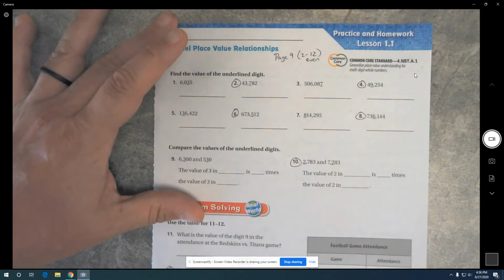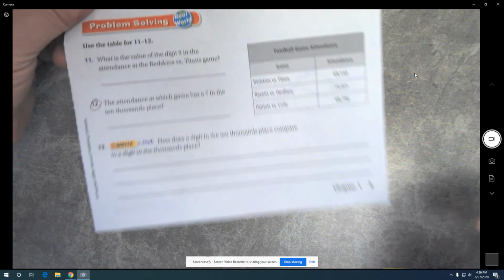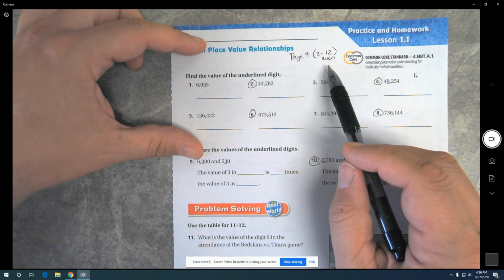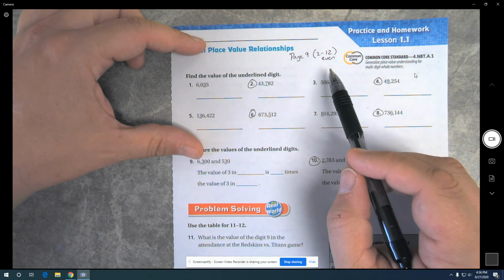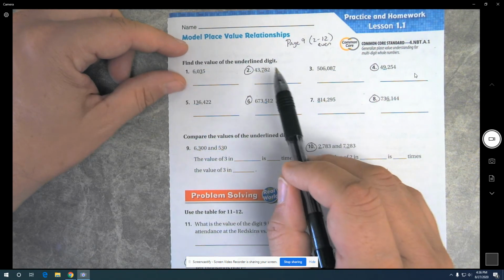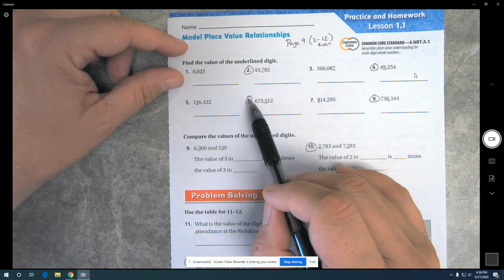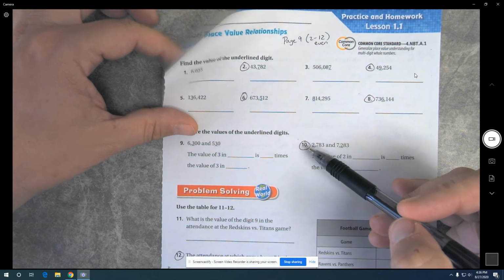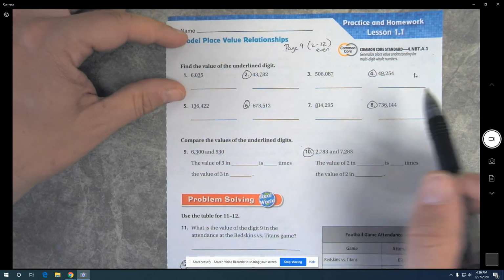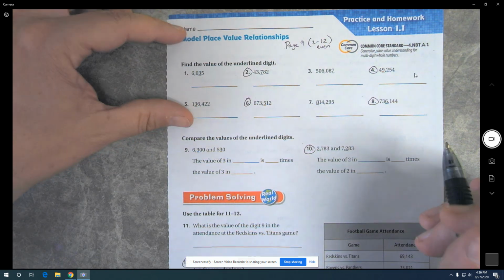So your homework is this. This is page 9. So homework is page 9. You're going to do 2 through 12 even. So go to page 9. You can pause if you need to. Go to 2 through 12 even. So you're doing 2, 4, 6, 8, 10, and 12. That's 6 questions, right? And the directions are exactly what you were just doing.